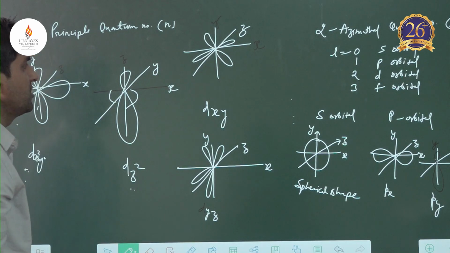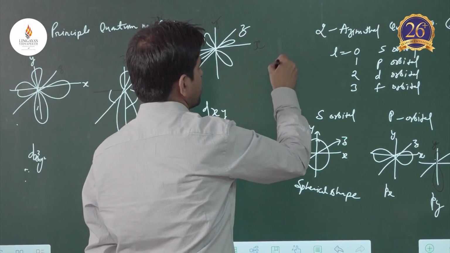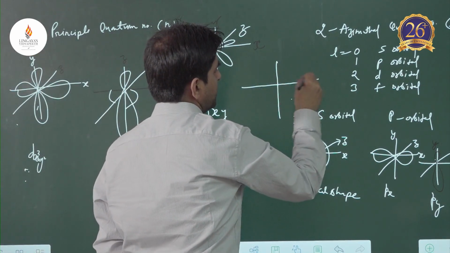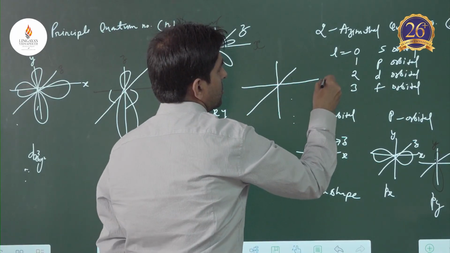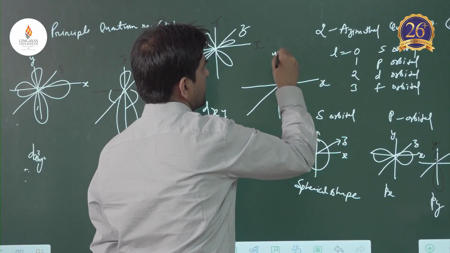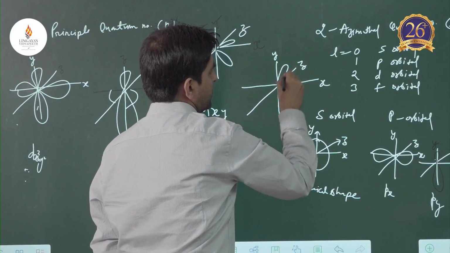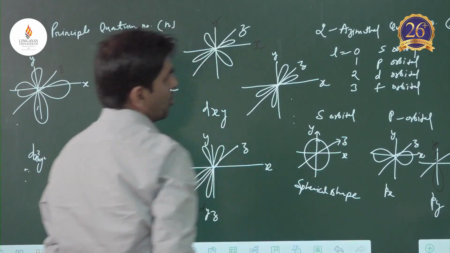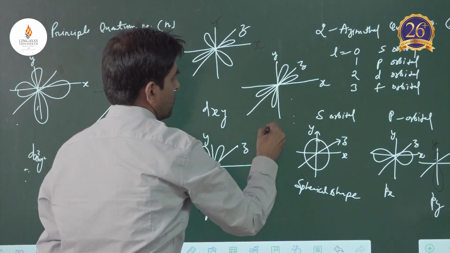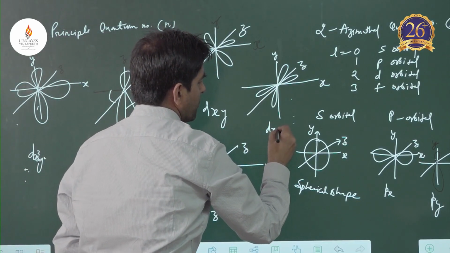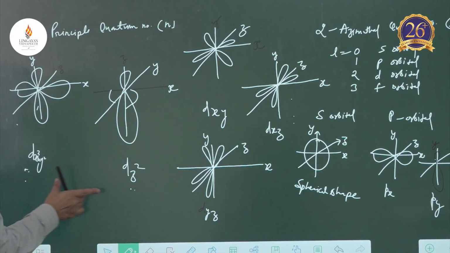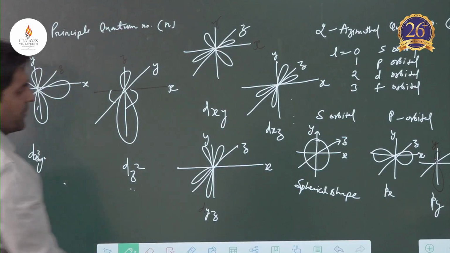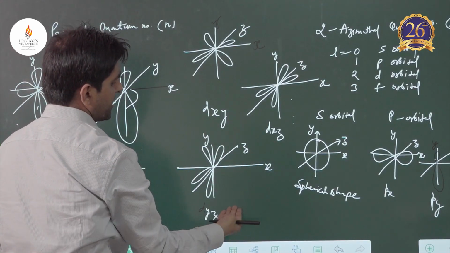And if we are drawing the dxz orbital, that's like this. So lobes are in between x and z. So these are the 5 d orbitals. These are degenerate orbitals: dx square y square and dz square have the same energy, and dxy, dyz, dzx have the same energy.